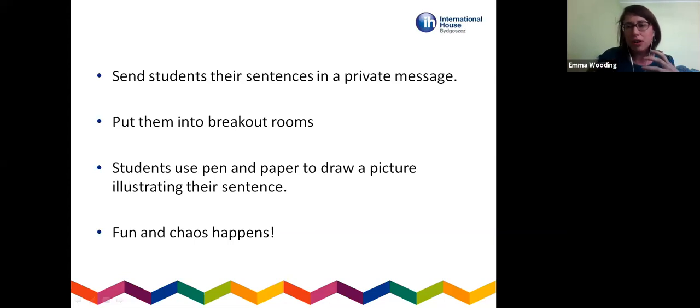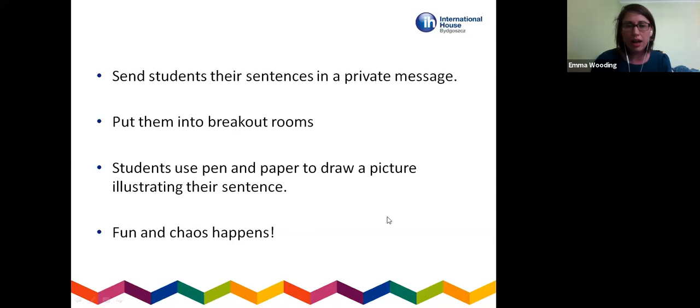Then potentially, I might rotate the breakout rooms and they can repeat it with the same sentences, either by drawing a new picture or by redoing their picture and starting from scratch.